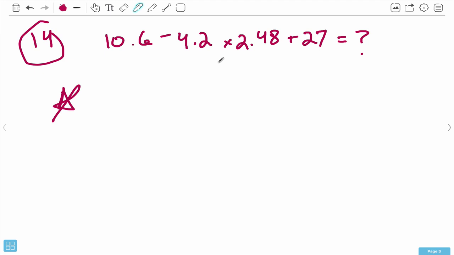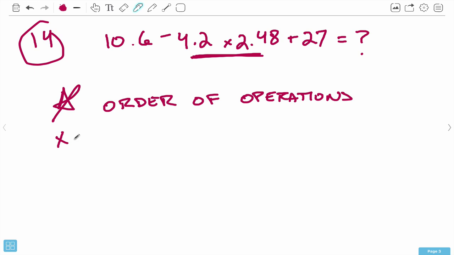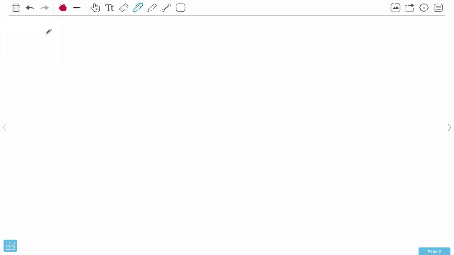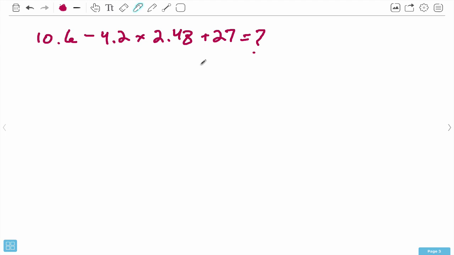So remember, big star here, order of operations. You cannot forget that, or else you will get the question wrong. Order of operations. In case you forgot from 2 minutes ago, multiplication and division first, addition and subtraction second. Very, very important. So, on to the question. We'll rewrite it out again. 10.6 minus 4.2 times 2.48 plus 27 equals what? So we're going to take out the multiplication, and we're going to work on that first.